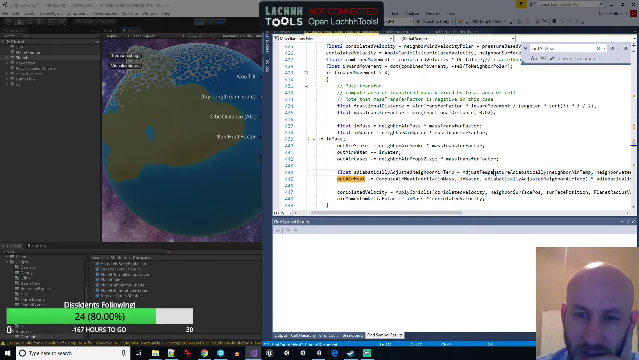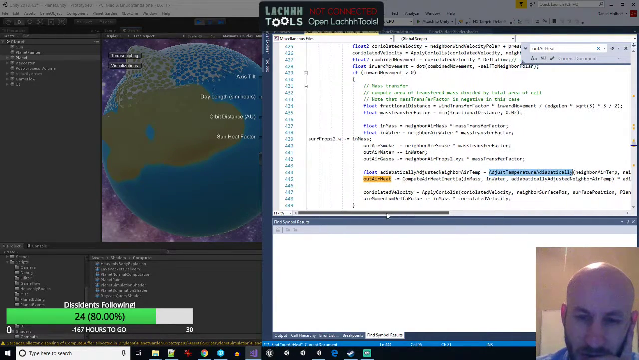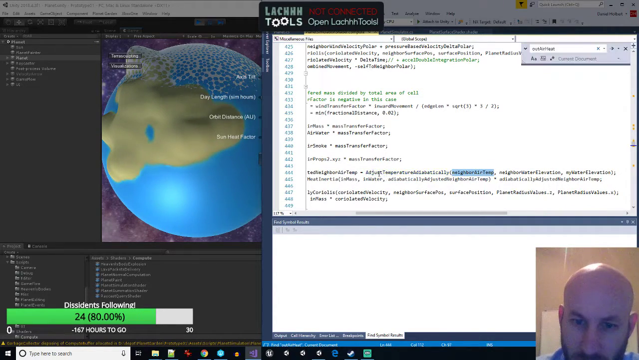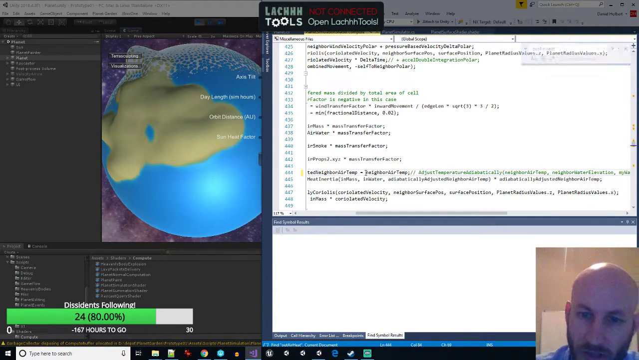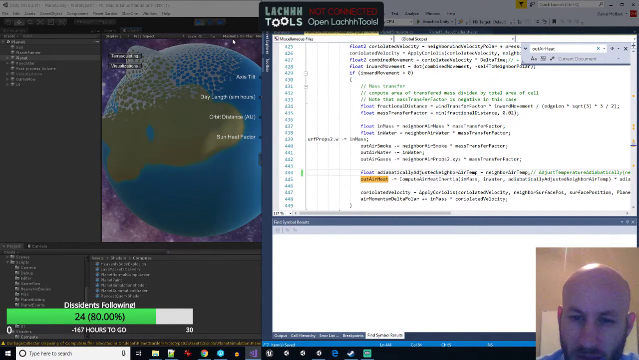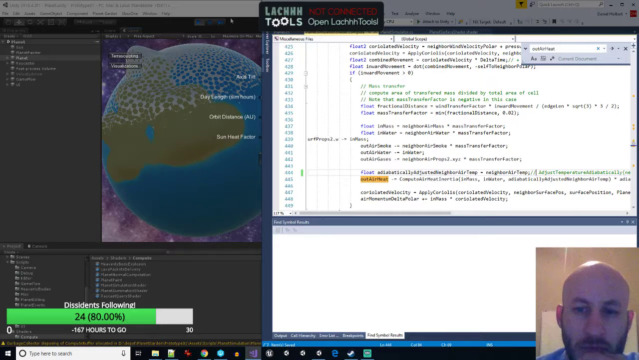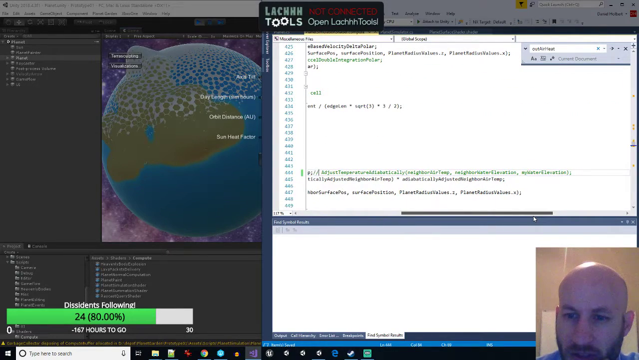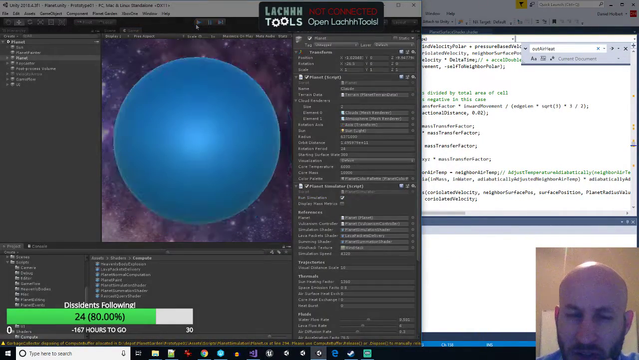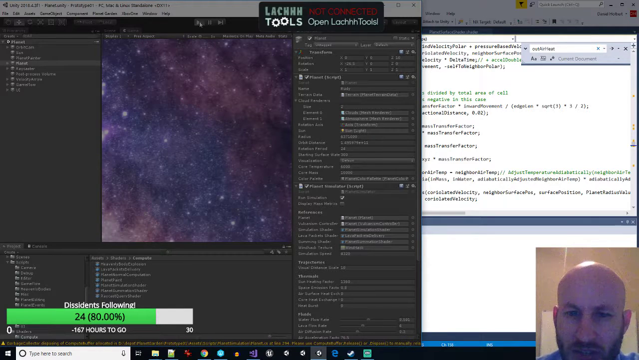I wonder if this adiabatic stuff is somehow messing with it. So now I'm curious if I just take the neighbor's air temperature. Shouldn't really be such a crazy problem, especially since most cells are at 0 elevation, so it shouldn't really affect the temperature. But I'm gonna go ahead and restart the simulation just to see.